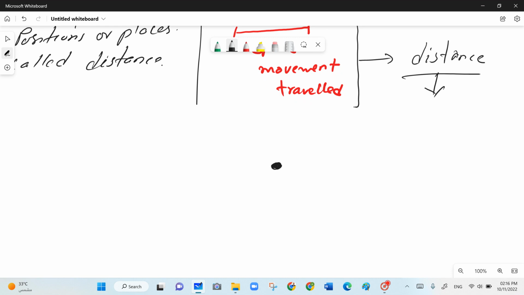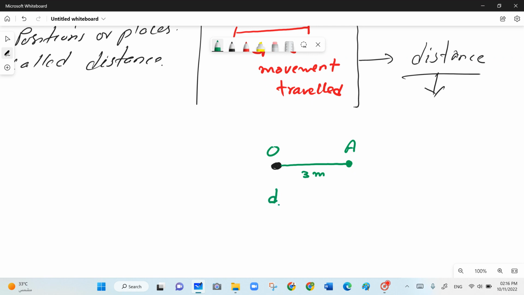Okay, so let's see another point. This is origin O. From origin O, for example, a person moved to A. How much? For example, this is 3 meters. So we know that this distance from O to A means distance. Let me change the color.